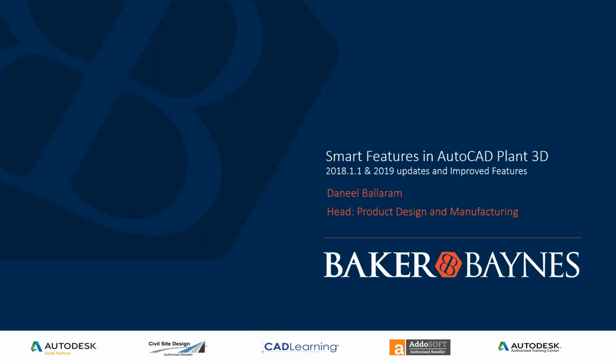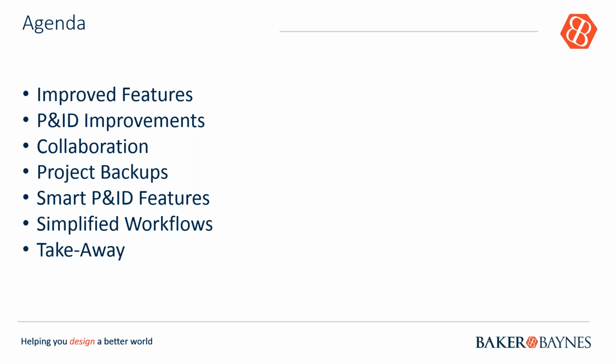All right. So to start off, the agenda for today: we're going to look at improved features inside of Plant 3D and also the interface. We'll look at some of the P&ID improvements that have been made. Look at collaboration. Collaboration is a really nice way to collaborate with external parties, colleagues or suppliers, or even guys that are on site or reviewing. So we look at some of the collaboration tools that you can make use of.